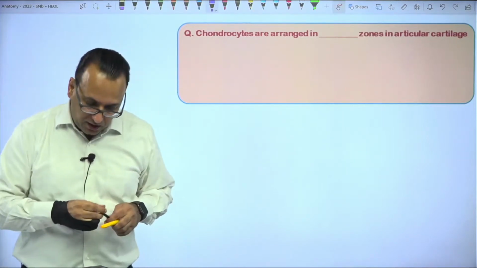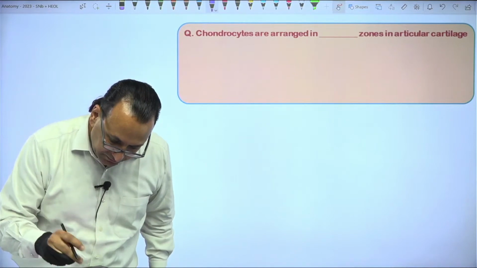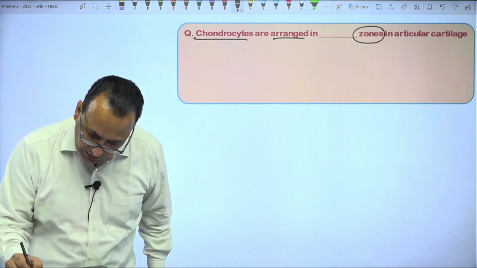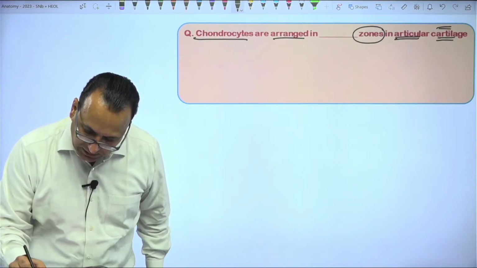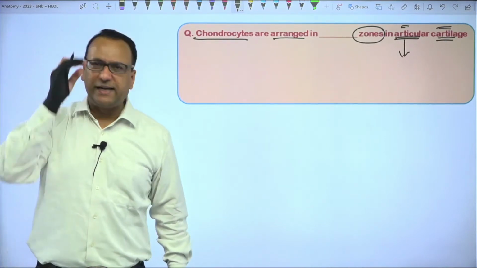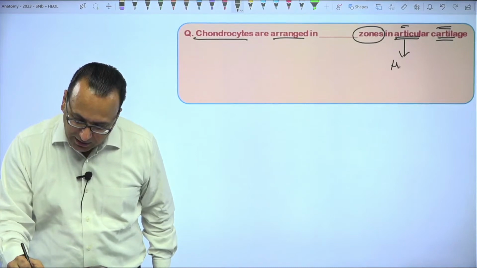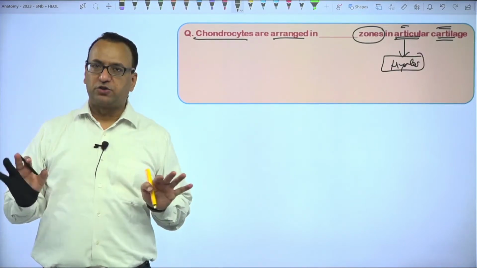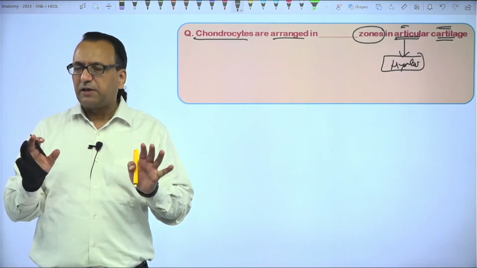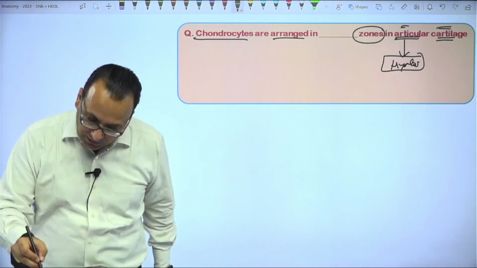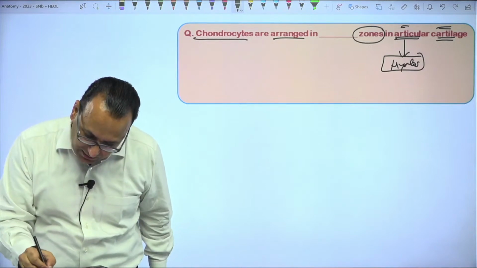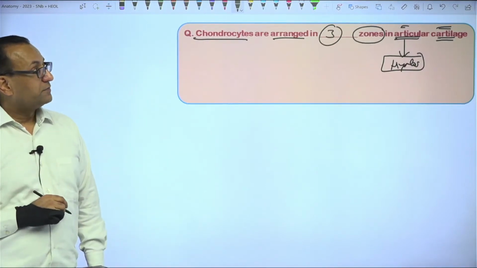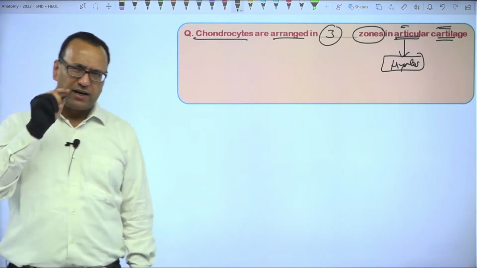Chondrocytes are arranged in some zones in articular cartilage. We have just seen articular cartilage, mostly it is hyaline cartilage. The matrix and collagen fibers merge. So fibers are seen but not very evident in articular cartilage. And how many zones? Actually 3 zones. The answer should be 3 zones. So which 3 zones? I am going into a little bit of detail.